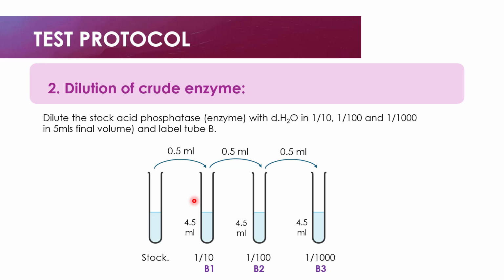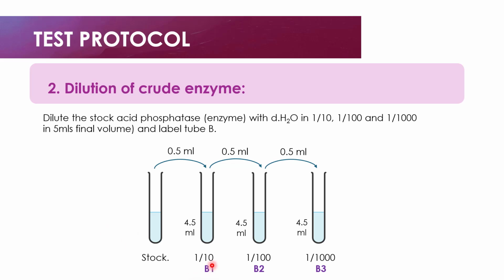The next step is the dilution of our stock or crude enzyme. To do this, we dilute the stock acid phosphatase with distilled water in 1 in 10, 1 in 100, and 1 in 1000 dilution in a final volume of 5 ml, and label them as B1, B2, and B3 respectively. So this is how we can do the dilution.